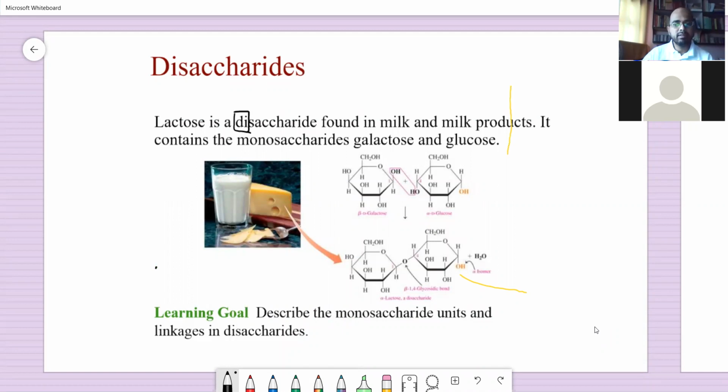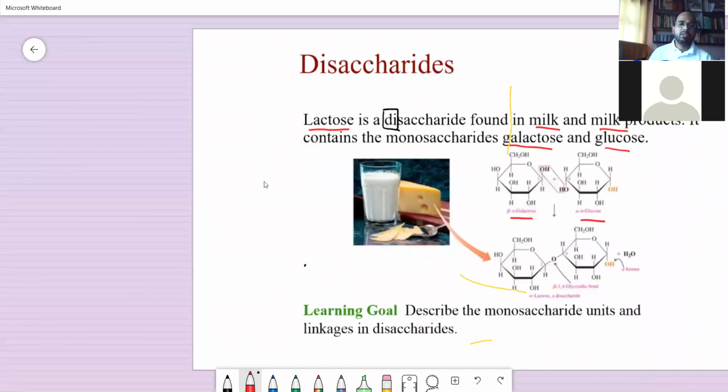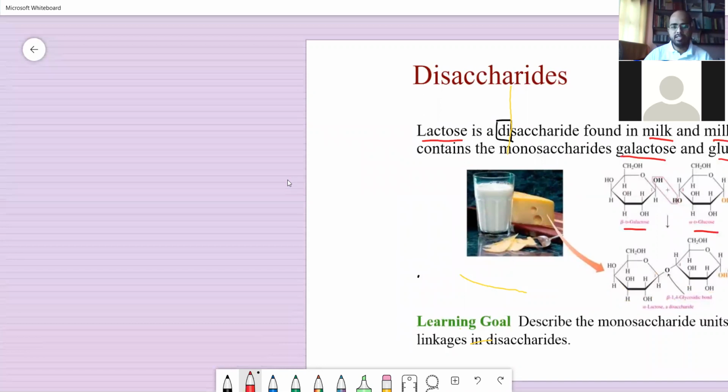So one example that we have taken here is lactose, found in milk and milk products. This contains the monosaccharides galactose and glucose. The structure of galactose is given here, the structure of glucose is given here. Today you'll see how monosaccharide units link in the disaccharides. Before that, I'll again repeat how we have come over to this structure.